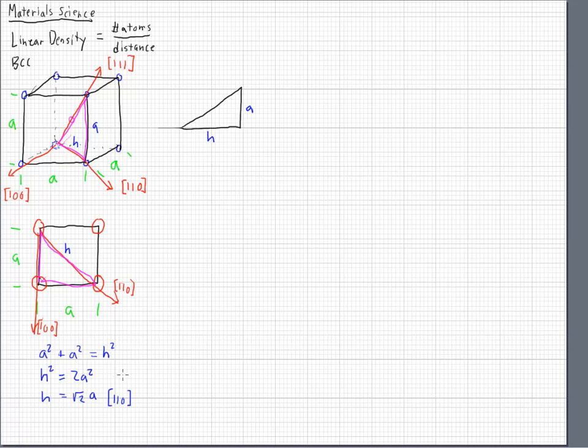Well, h, as we found out, is square root of 2 times a. And let's find out what this is in terms of a. All we need to do is, again, square one side, add it to the square of another side. So the square of the square root of 2a is simply 2 times a squared. And add them up together and we get 3a squared. Take the square root of this, and we end up with square root of 3 times a.